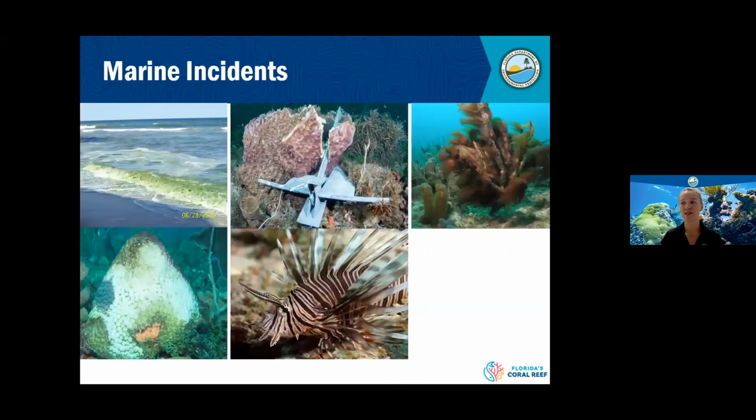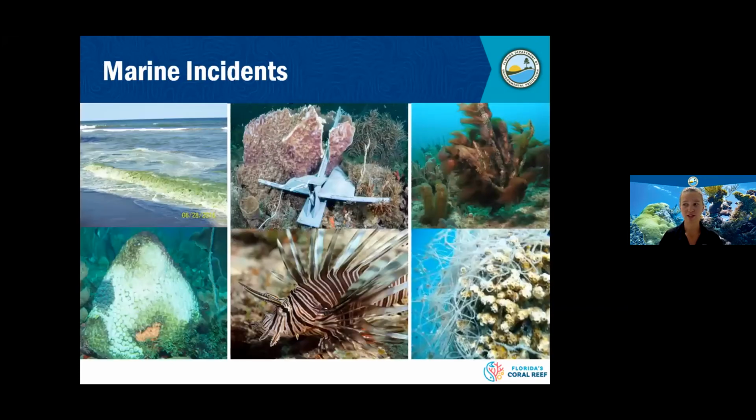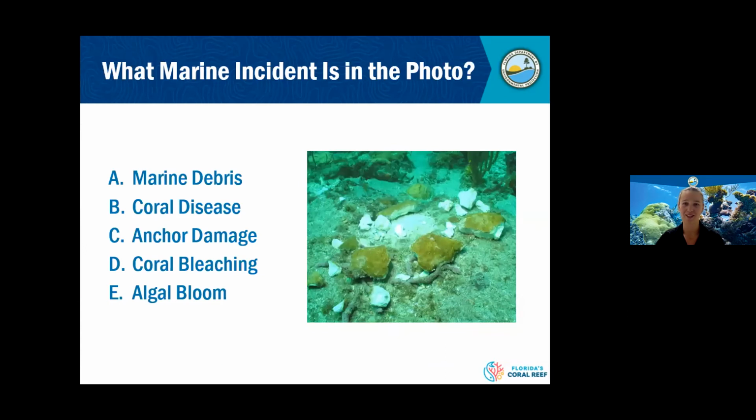So SEAFAN is meant to conduct reports of threats to the marine environment from the observers to the proper agency to coordinate the appropriate response. So those marine incidents can include algal blooms, anchor damage, marine debris, invasive species, and coral bleaching and disease. So let's look at some examples of marine incidents to see if you can identify them. So here is our first example of a marine incident.